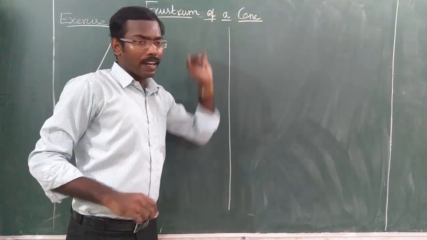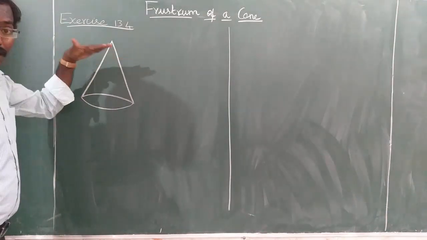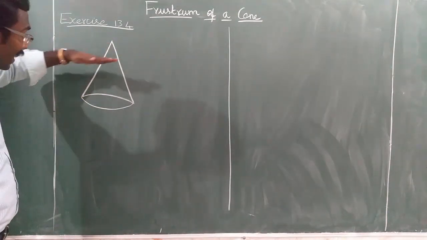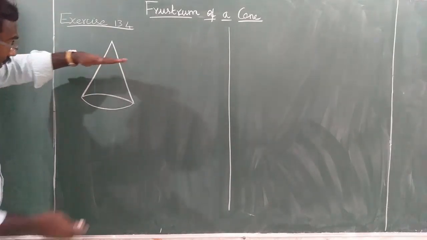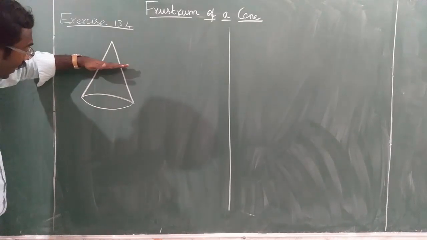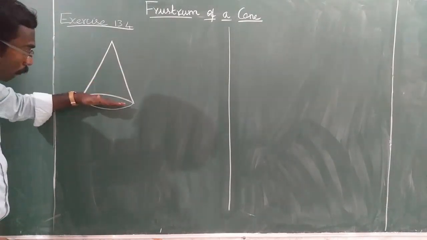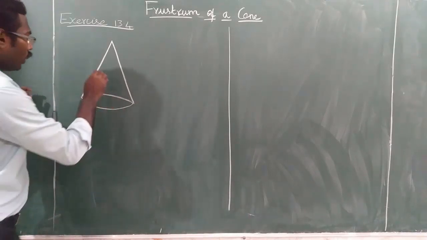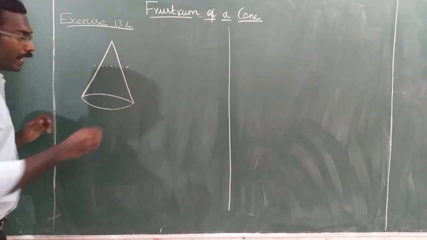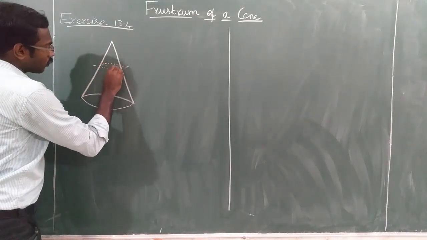So how will you make a frustum? You have to cut this cone such that the cut is parallel to the base, which means you should cut horizontally like this. The cut should be parallel to the base. For example, if you cut, 3-dimensionally the cut will be like this. It will cut the back also.